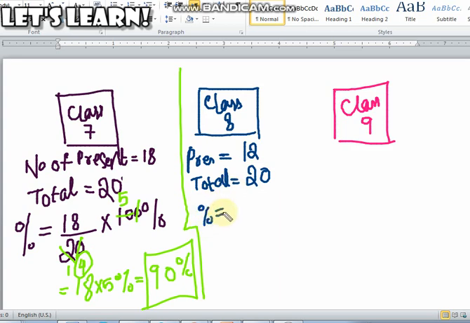So what I will do is, as everyone knows, we write the number of students present in the class, that is 12, divided by 20, and then because I want to change this value into a percentage, I'll be multiplying by 100%.